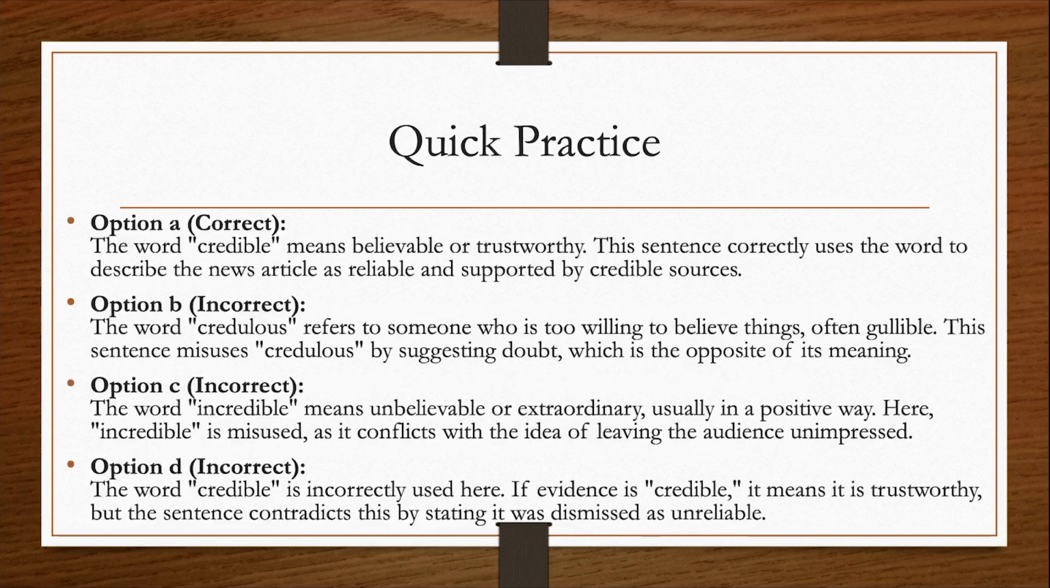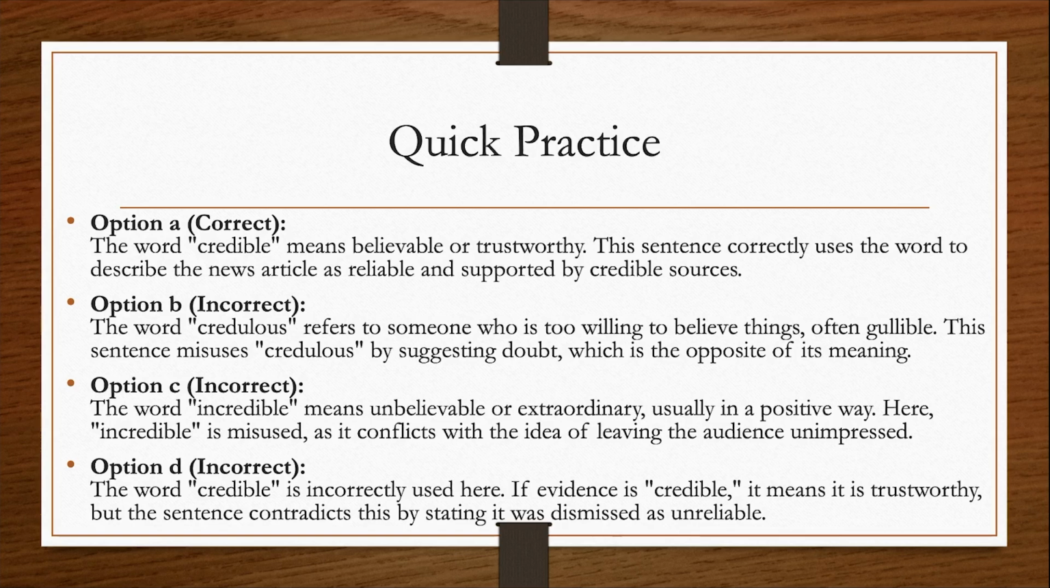Now let's see what the answer could be. Option A is correct. That means the word credible means believable or trustworthy. So this sentence correctly uses the word to describe the news article as reliable and supported by credible sources. Whereas the other three options, option B is incorrect.